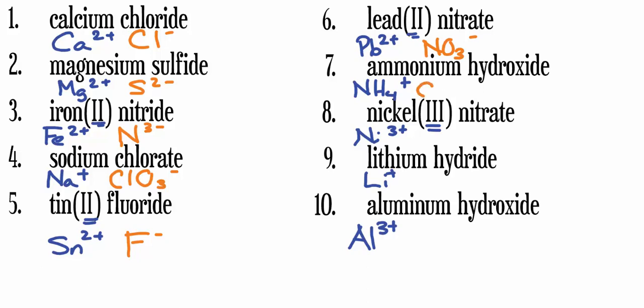Hydroxide, while it ends with IDE, it's strongly suggested that you learn hydroxide and cyanide as polyatomic ions. We find it on the polyatomic ion sheet with OH with a -1 charge. Nitrate again is NO3 with a -1 charge. Hydride is hydrogen with a -1 charge. And hydroxide again with a -1 charge. We go ahead and we crisscross.